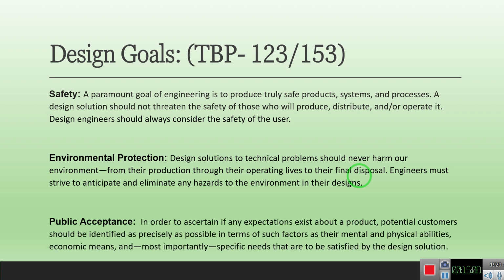Next, public acceptance. In order to ascertain if any expectations exist about a product, potential customers should be identified as precisely as possible in terms of such factors as their mental and physical abilities, economic means, and most importantly, specific needs that are to be satisfied by design solutions. Means the product should be designed based upon the physical abilities of the public, mental abilities, and economic means.